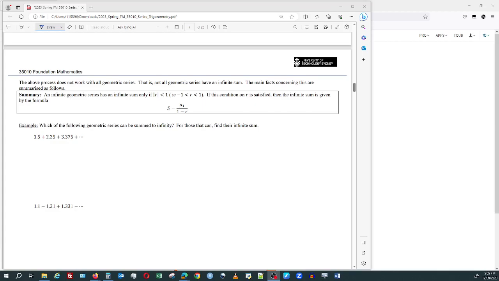Okay, welcome back again. This time we're having a look at the use of our geometric series and testing whether or not it has an infinite sum, because not all geometric series have an infinite sum. So the main idea here is that we've got an interval. An absolute value can be expressed as an interval between plus or minus 1 when it's compared to 1.